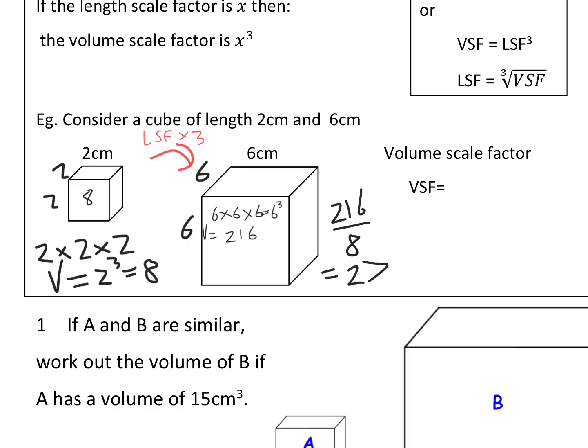Noticeably, 27 is actually 3 cubed: 3 times 3 times 3, which is 27. So 3 is the length scale factor, and the volume scale factor ends up being 3 cubed, 3 times 3 times 3. That's because all 3 dimensions are multiplied by 3. Times this one by 3, times by 3 again, and times by 3 again. So we're timesing by 3 cubed, 27.